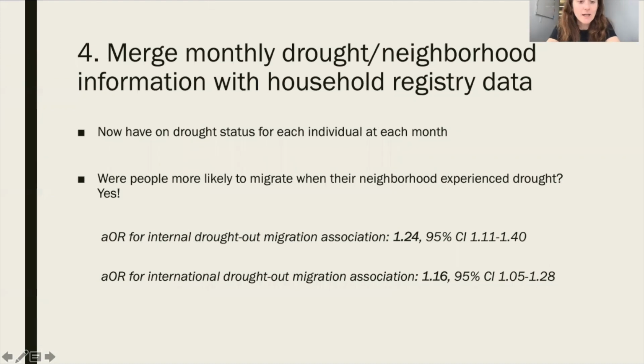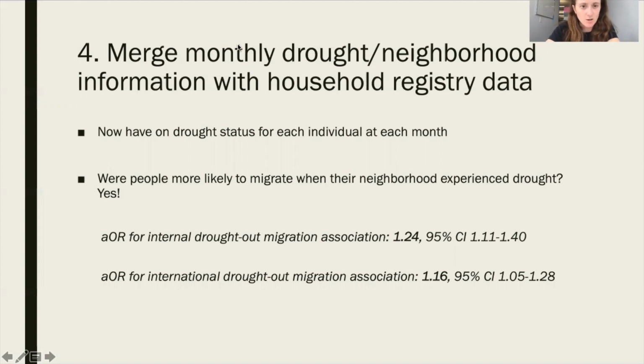And then finally, so now I have monthly drought neighborhood information, and I merge that in with the household registry. So now we know what the drought status was for each individual in each month. And we were able to ask the question, were people more likely to migrate when their neighborhood experienced drought? And we found that yes, they were.